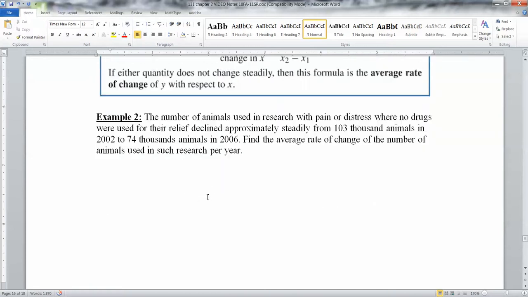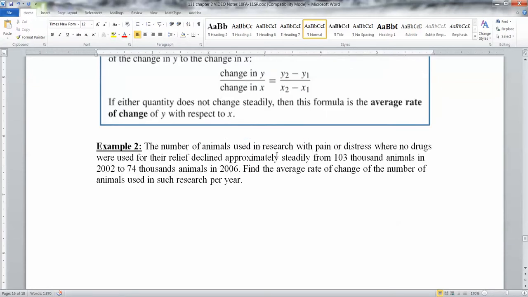Then let's see here. The number of animals used in research with pain or distress where no drugs were given for their relief declined approximately steadily from 103,000 animals in 2002 to 74,000 animals in 2006. Now this approximately steadily business means it's going linearly down, approximately, so roughly. Find the average rate of change of the number of animals used in such research per year.